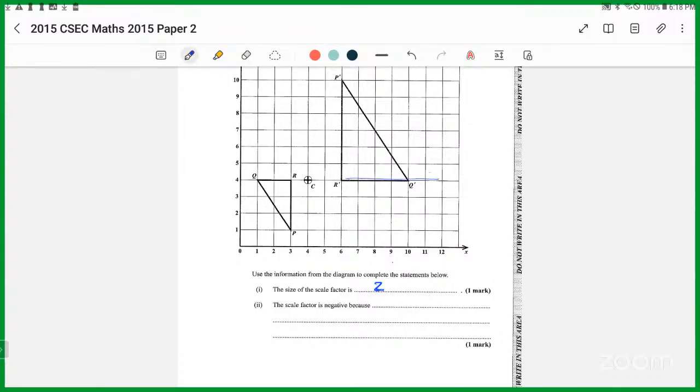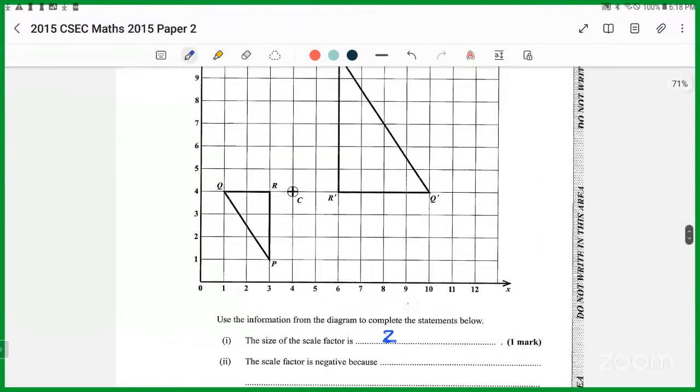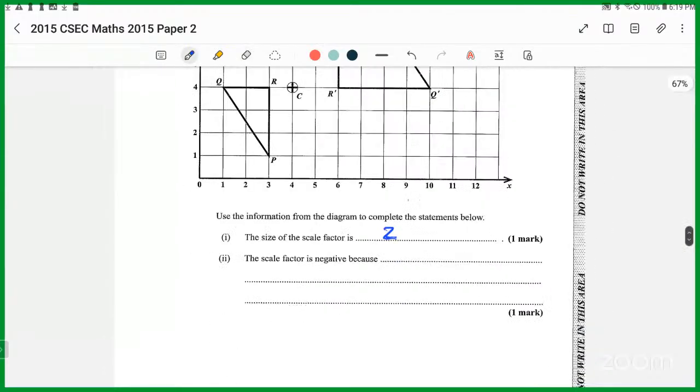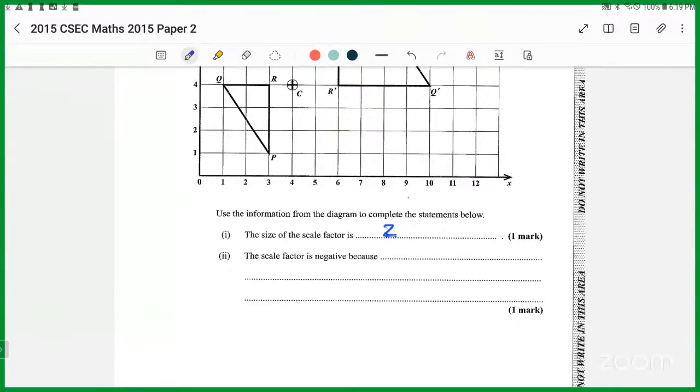R is pointing this way towards the center. R is pointing towards the center here. Opposite direction they're pointing. So the image is inverted on the opposite side of the center and pointing in the opposite direction.